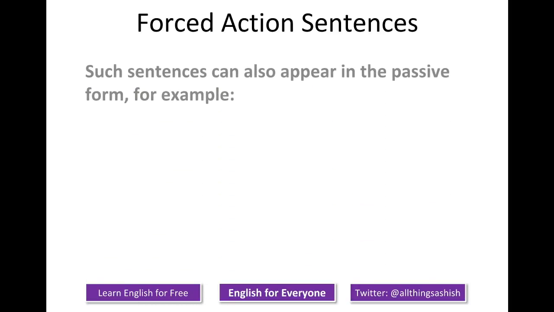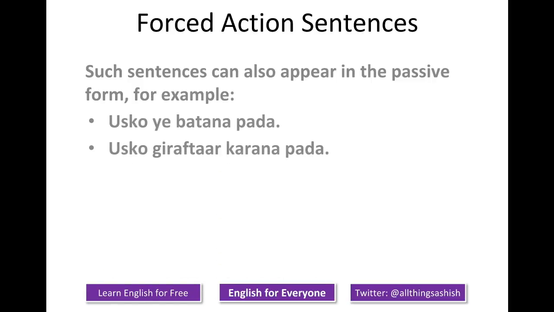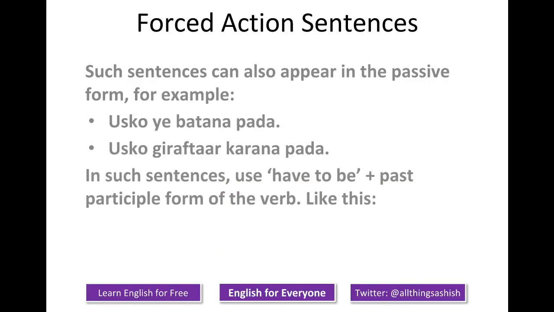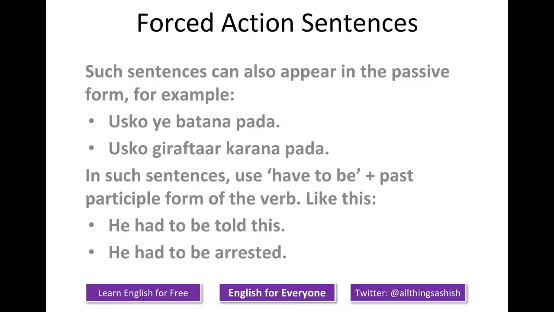Now, there are times when the forced action sentences appear in the passive form. For example, उसको ये बताना पड़ा or उसको गिरफ्तार करना पड़ा. In such sentences, use have to be plus past participle form of the verb, like this. He had to be told this, or he had to be arrested. A very useful formula to remember.